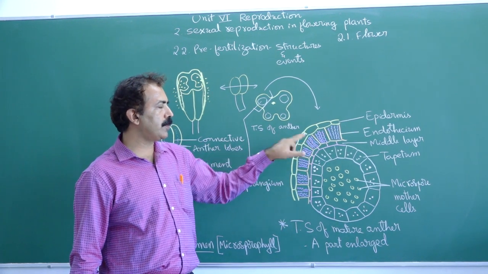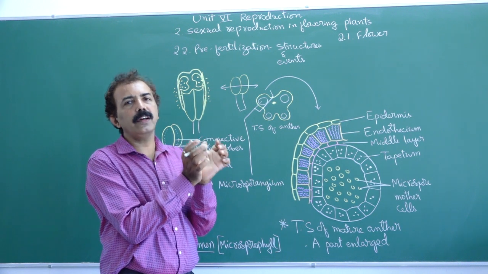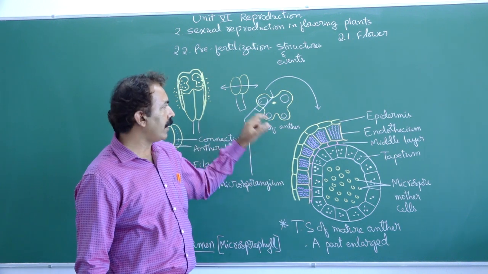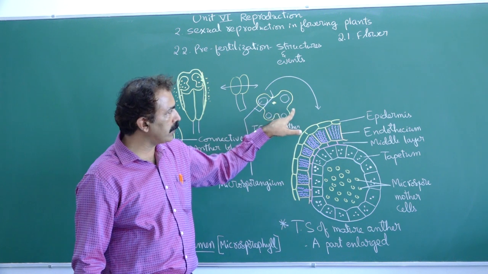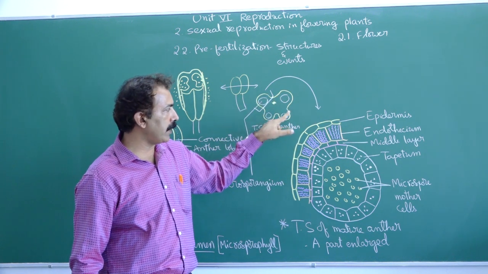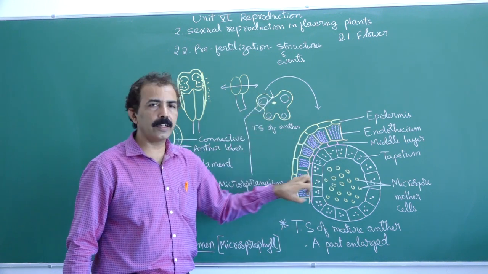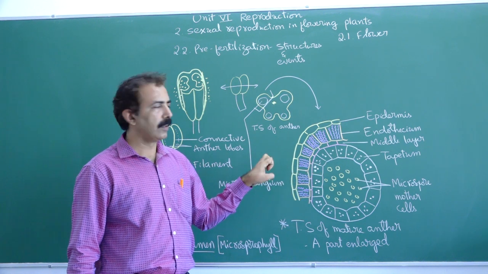When they absorb moisture, they expand. Thus, they help to break open the anther wall. So the anther breaks here. It breaks here when the endothecial cells expand. When these cells expand, the anther breaks and thus pollen grains are set free.